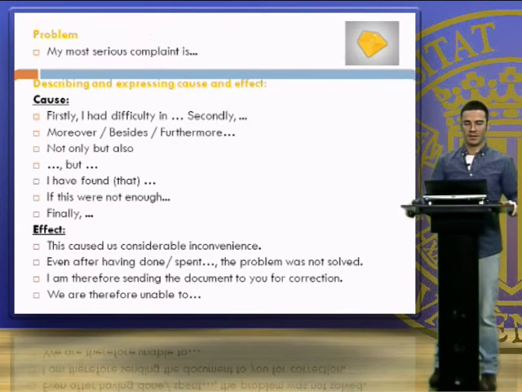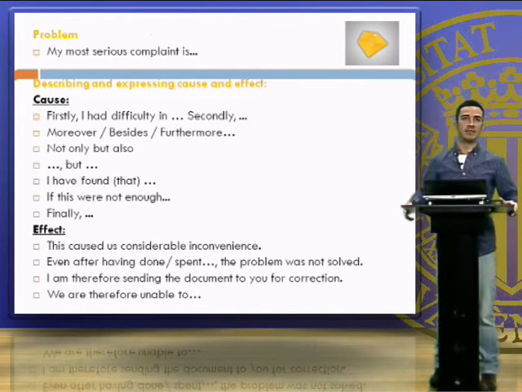Great. Then we could address the problem by saying, for example, my most serious complaint is, and then we can describe and express cause and effect. Let's start with some expressions related to how to express cause. Firstly, I had difficulty in, and secondly, moreover, besides, furthermore, not only but also, but I have found that, if this were not enough, finally.